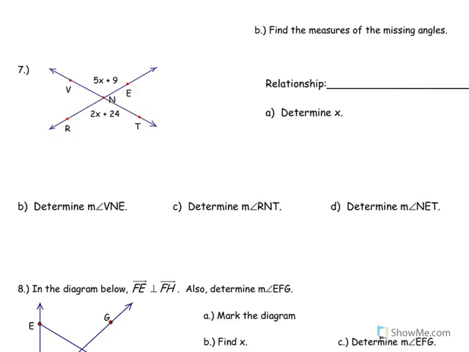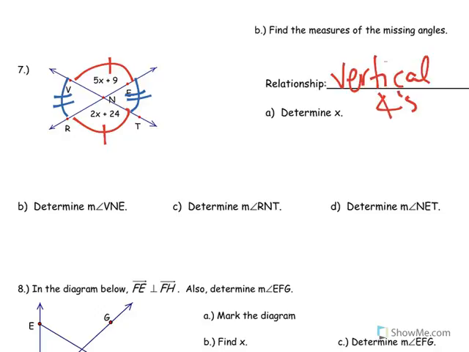The other one that I think some people are having trouble on is number 7. This is very similar to one that we did in notes. I have that X, right? And when I think about an X, I think about vertical angles. So I know that these two angles are congruent, and the ones to the left and the right, the angles that are across from each other, are congruent. So the relationship that I have is vertical angles, and to determine X, I need to set up an equation.